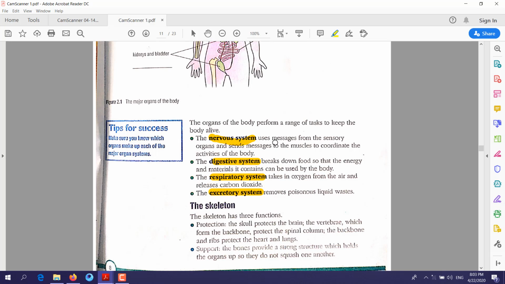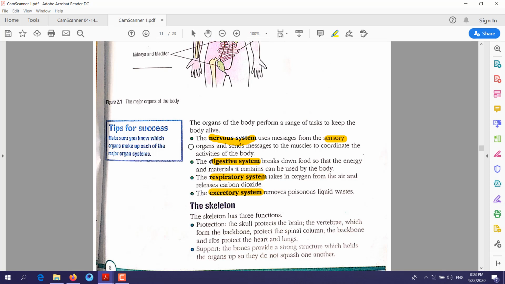Nervous system: the function of the nervous system is to send and receive messages in our body, so it can coordinate or control the movements, and also control the other systems. For example, the nervous system uses messages from the sensory organs and sends a message to the muscles to coordinate the activities of the body. Here, what do we have in the nervous system? We have sensory organs. For example, your skin is an example of a sensory organ.